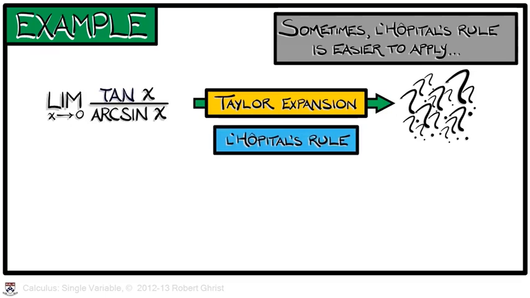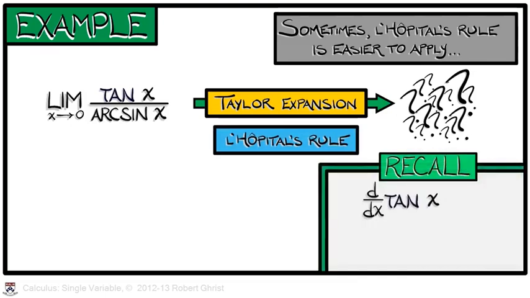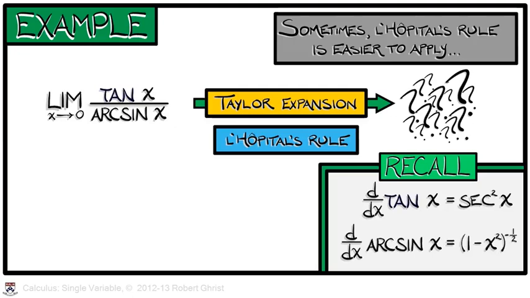If we try to differentiate, well, that's going to take a little bit of recollection. You may or may not remember that the derivative of tangent is the secant squared. You may or may not remember that the derivative of arcsine is 1 minus x squared to the negative 1/2 power. If you don't remember this, don't worry. We'll learn how to compute these in just a few short lessons. But for the moment, let's take it as a given.